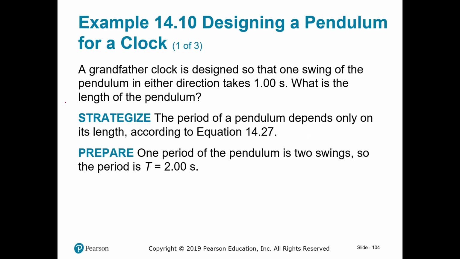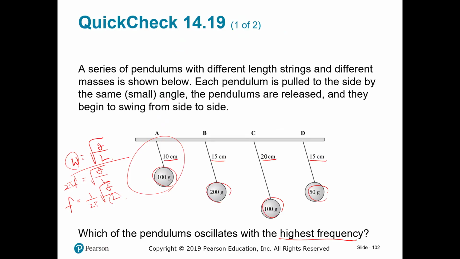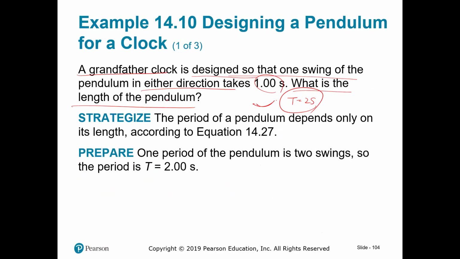And then the grandfather clock you see here is nothing but what? It's a pendulum. So the grandfather clock is designed so that one swing of the pendulum in either direction takes 1 second. So what does that mean? When it goes back and forth, so 1 second, 1 second. So that means your period is 2 seconds. So what is the length of the pendulum? Again, your pendulum here, omega is root g over L, right?